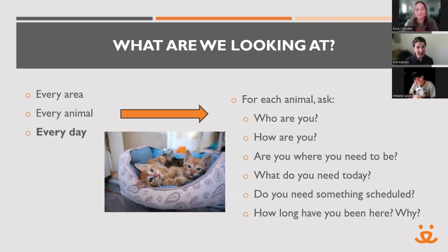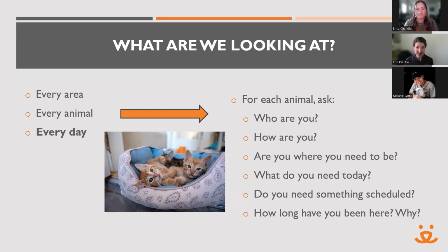Will they be able to get adopted? Or if you're an animal that maybe shouldn't be in that visible area, like a confiscate or an animal on a court hold, are you in a quieter area of the shelter that's not open to the public? What do you need today? Or what do you need scheduled? Also, example with these kittens, right? Maybe they haven't been sterilized yet, and so we need to get them on the surgery schedule.